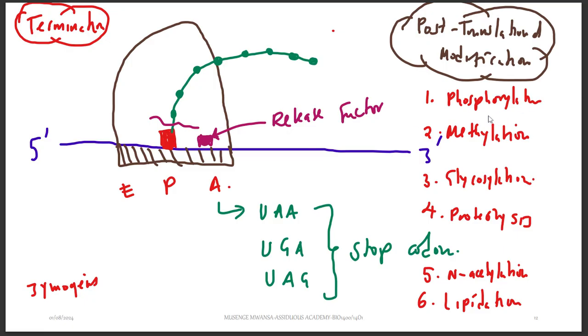Some things we do is we are going to add a phosphate, that is phosphorylation. We are going to add a methyl group, that is methylation. We are going to add some glucose molecules, that is glycosylation. We are going to remove some parts of the protein, we'll break some parts, that's known as proteolysis. We are going to add some acetyl groups, that is known as acetylation, and then we also add some lipids, that's known as lipidation. If we do this, then we are done. We have formed our protein.